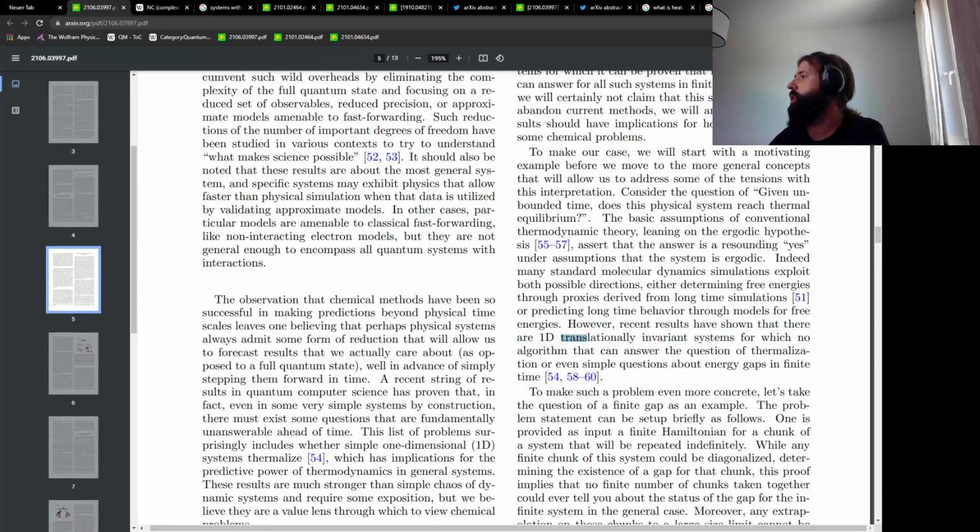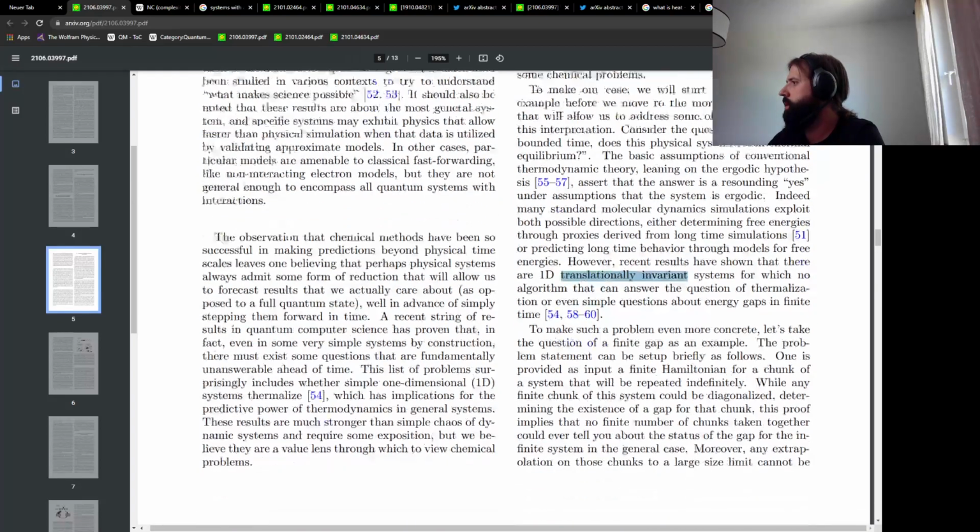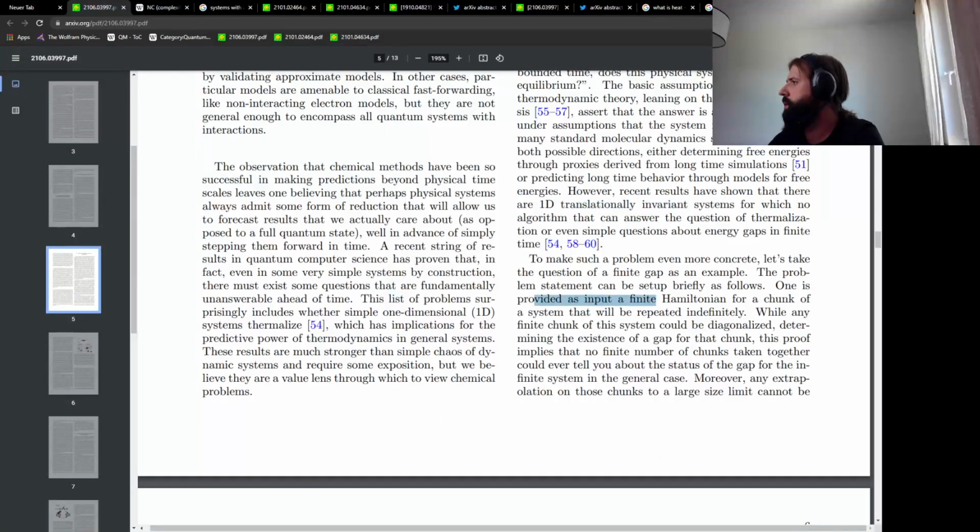Now I know what translationally invariant means. I found this the other day. It means it's invariant, like it doesn't matter where and when you do stuff, the process is always going to be the same. Repeat it indefinitely.